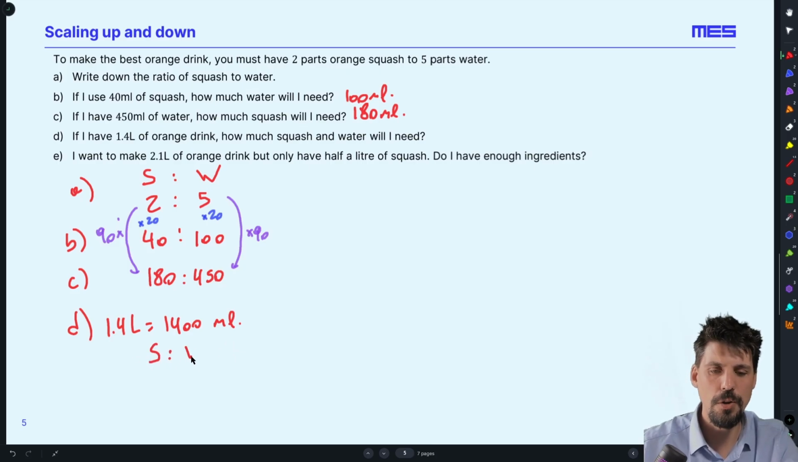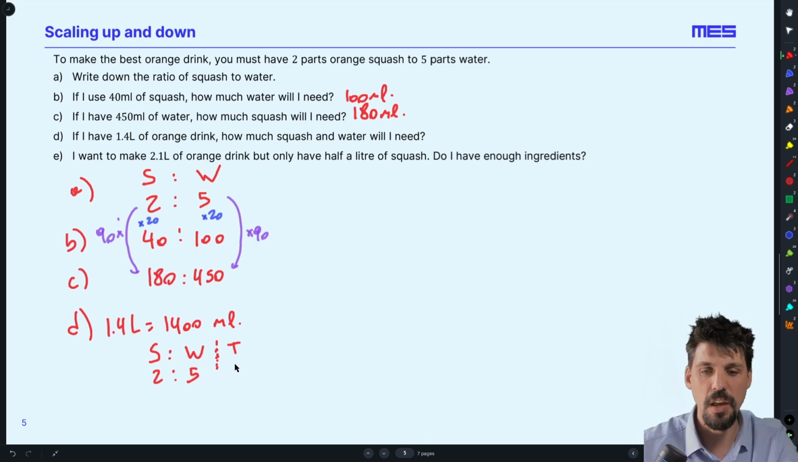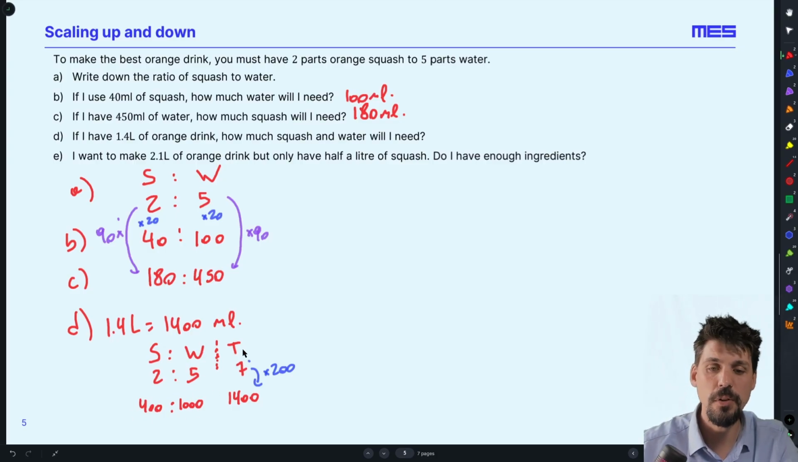All right, that's 1,400. So let's recap to ourselves. We've got squash, water, and I'm going to add in total. We can also think of the total at that point. So it's 2 parts to 5 parts. So if I have 2 mils of squash, 5 mils of water, I get 7 mils in total. Well, if I want a total of 1,400 mils, what do I have to times that by? 200. So I multiply the squash by 200, and I multiply the water by 200. So I will need 400 mils of squash and 1,000 mils of water. So we can always look at the total for both of them as well.